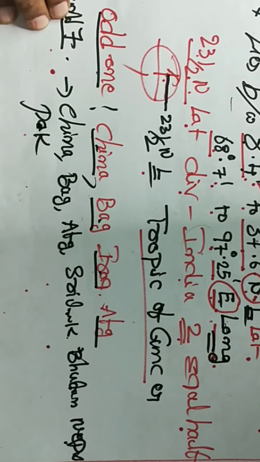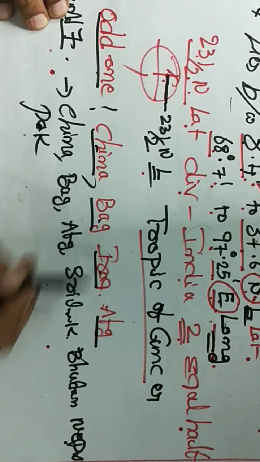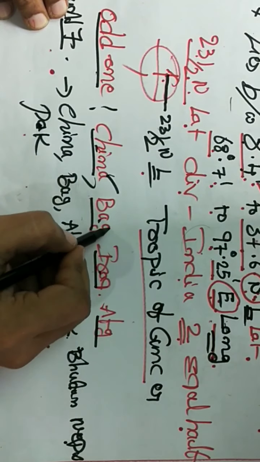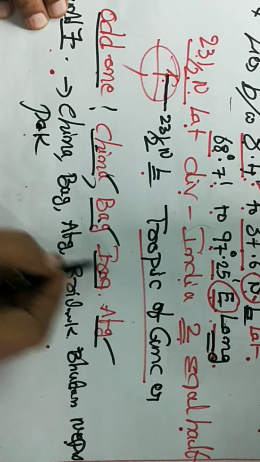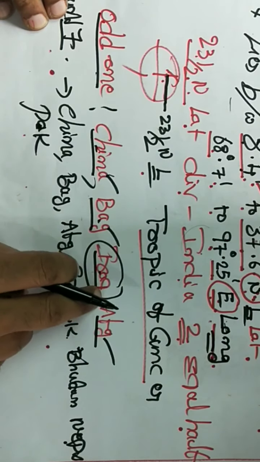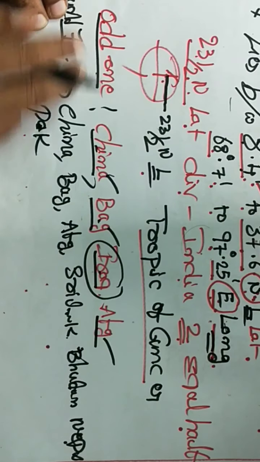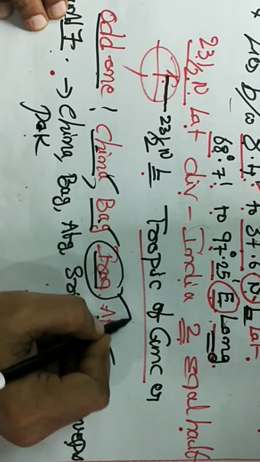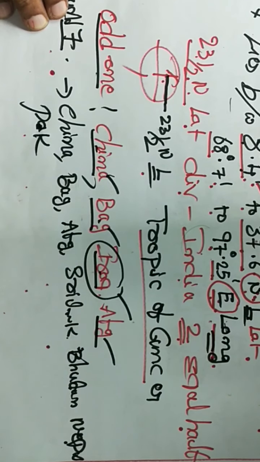Right. Now, if you see the 4 countries, China is there, Bangladesh is there, Afghanistan is there. Iraq. India is not sharing the boundary with Iraq. Then the answer is, the wrong one is Iraq. Iraq is the answer. Right.